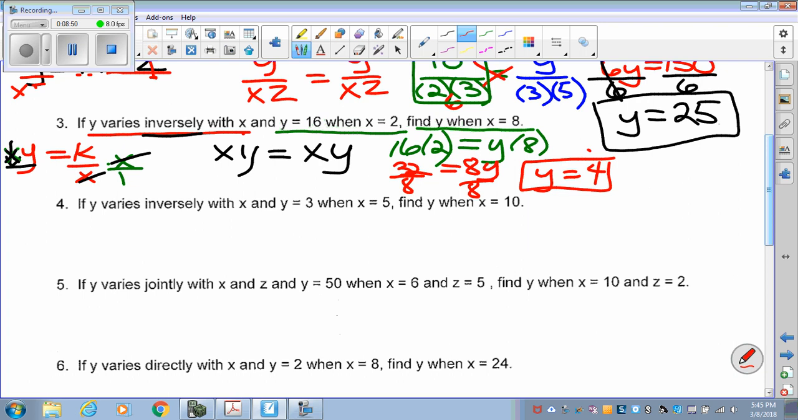Okay? And then my constant here, remember, is x times y. K equals x times y. So x times y is going to be 32. So if I wanted to write the model for my inverse variation, I would write y equals, k is 32 over x. X goes in the denominator. All right, and so if it varies inversely, it's going to look like that.